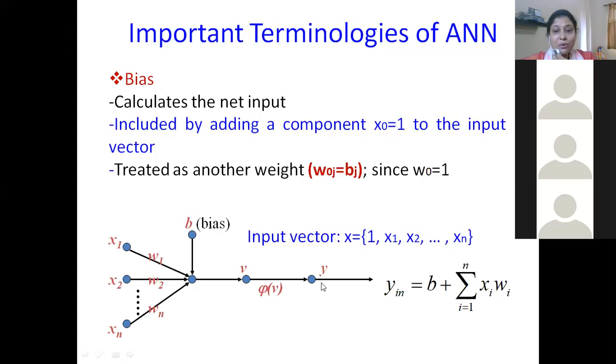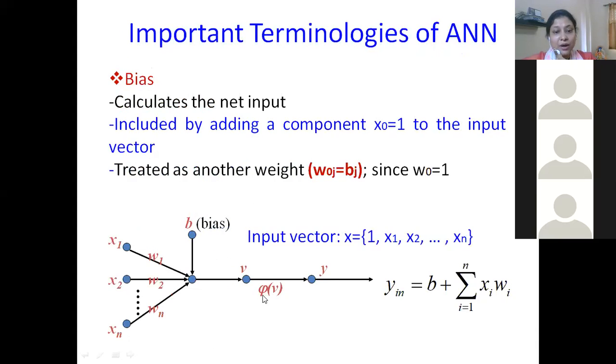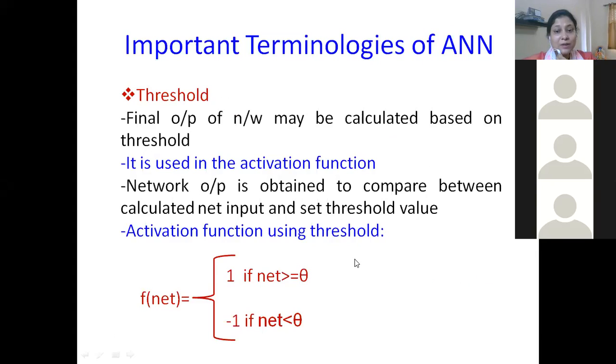So this is what your bias is all about. Now coming to the next important terminology, which is called threshold. What is threshold? You can see there is some kind of value over here. Whenever we form the network, what we are very much bothered about is the final output of the network, and the final output of the network may be calculated based on this threshold.